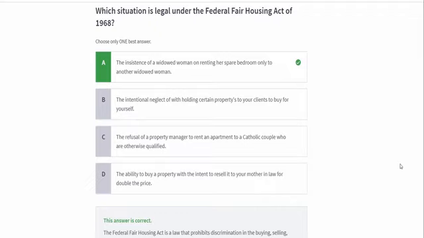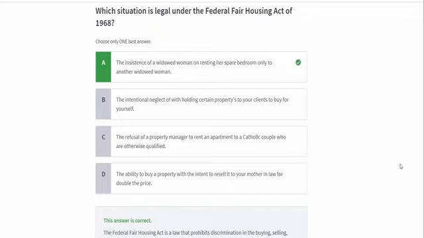And that's why I get so many questions about this type of question. You need to read the full question. It says, which situation is legal under the Federal Fair Housing Act of 1968? It doesn't just say which situation is legal. Because if that was the case, then we'd have conflicting answers, and we'd be like, oh crap, we got two answers that technically could be correct. But in this instance, we have to look at which situation is legal under the Federal Fair Housing Act of 1968. We have to look at that specified law.